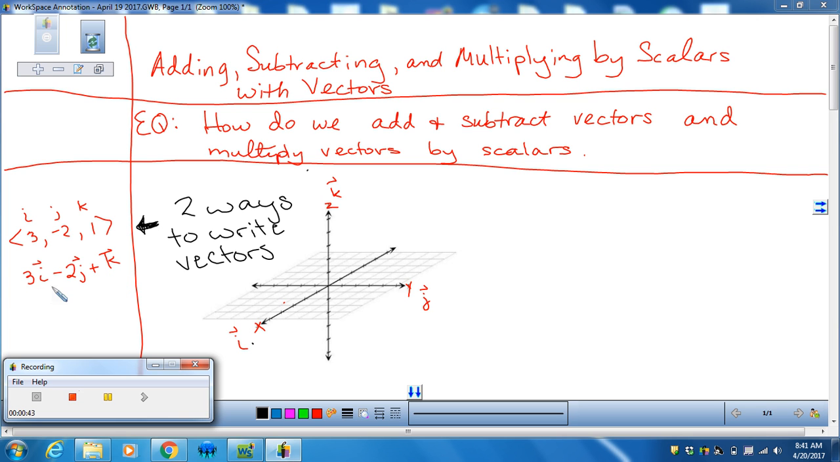So 3i minus 2j plus k is the same vector as <3, -2, 1> above. Don't forget to write those arrows above i, j, and k. That's what says they're vectors.